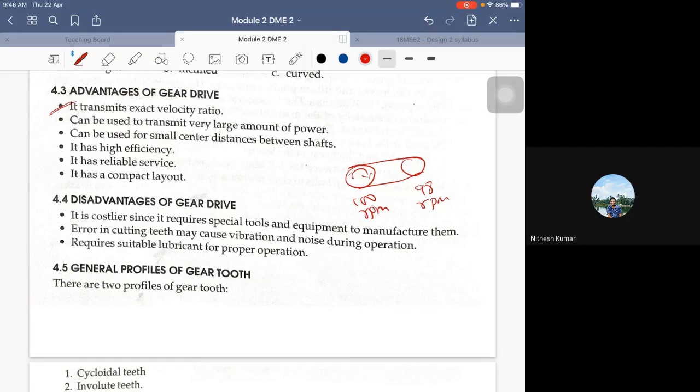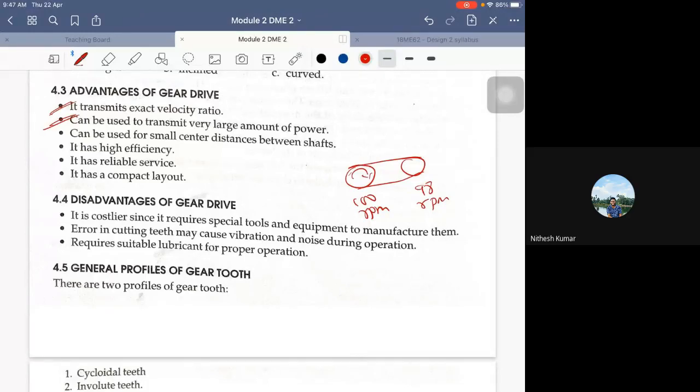Next: it can be used to transmit a very large amount of power. A large amount of power cannot be transferred in a belt drive. If you transfer a large amount of power using a belt drive, it would definitely cause a slip. That's why gears are used to transfer large amounts of power.